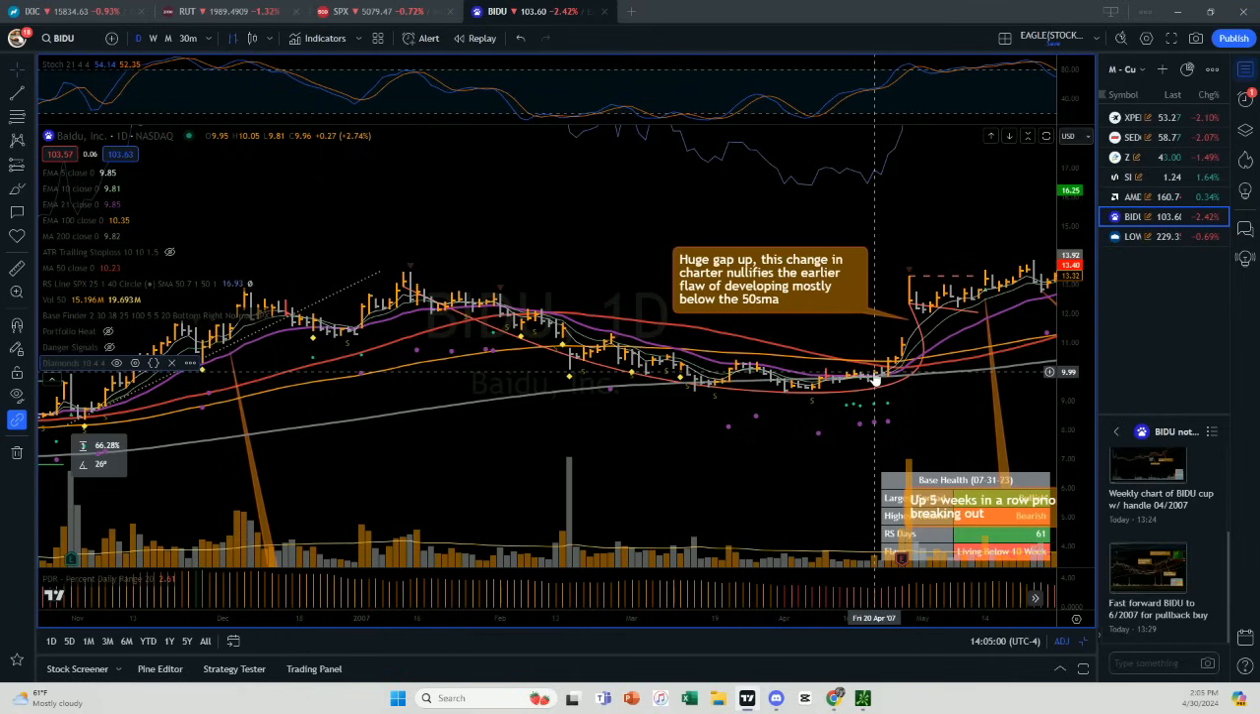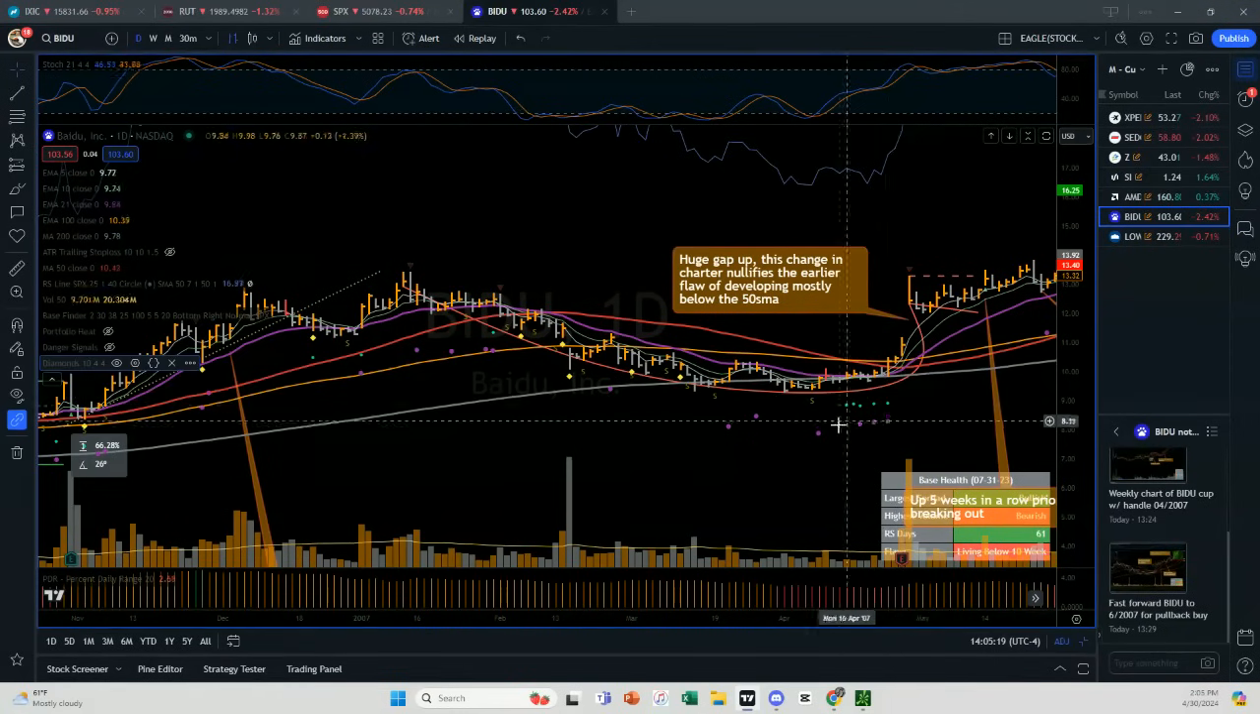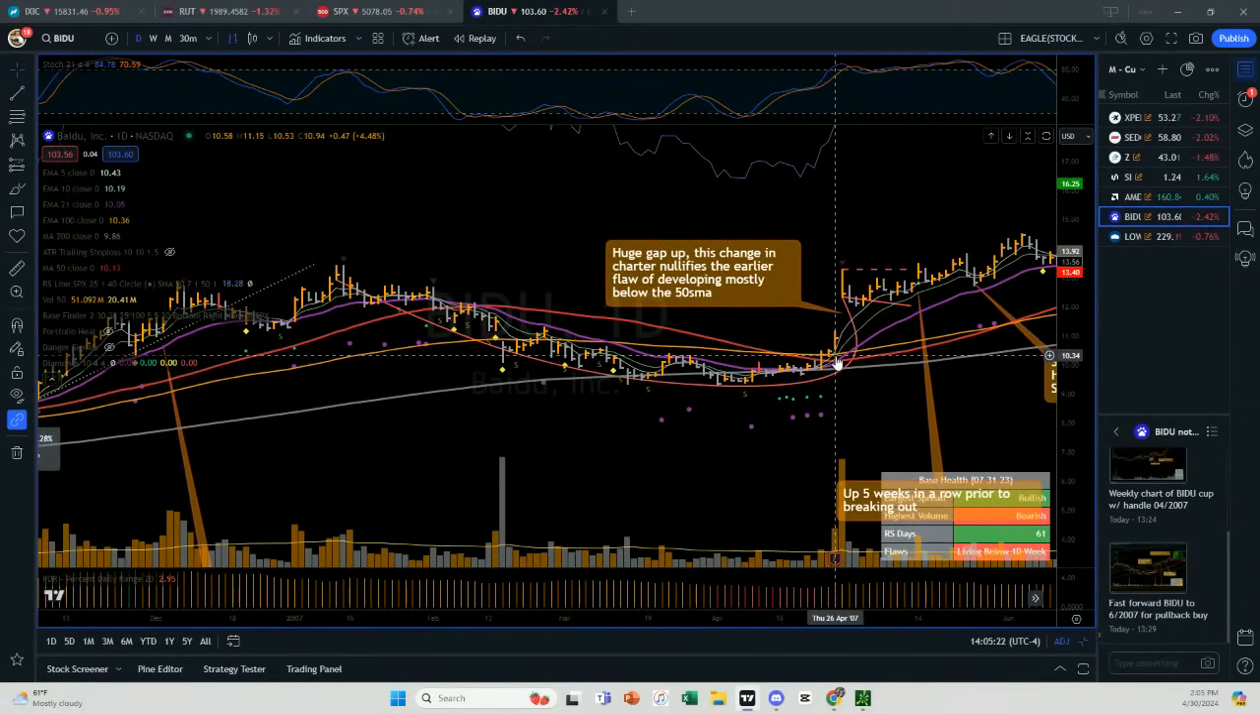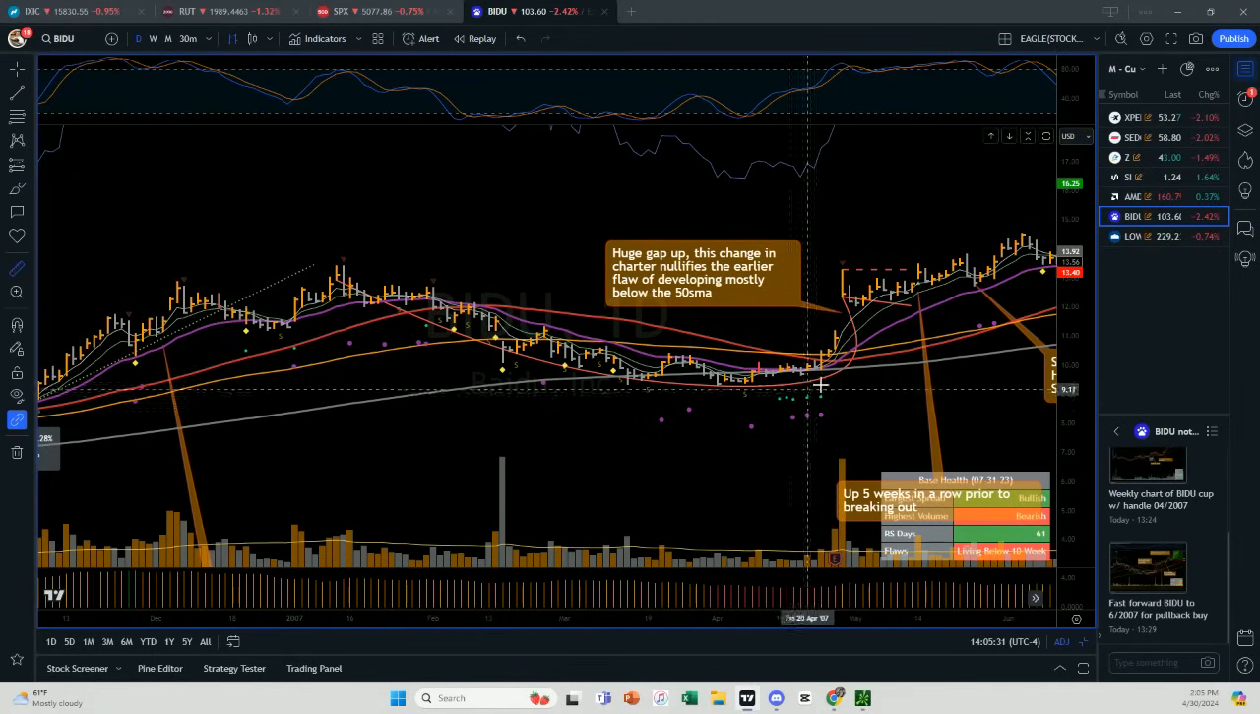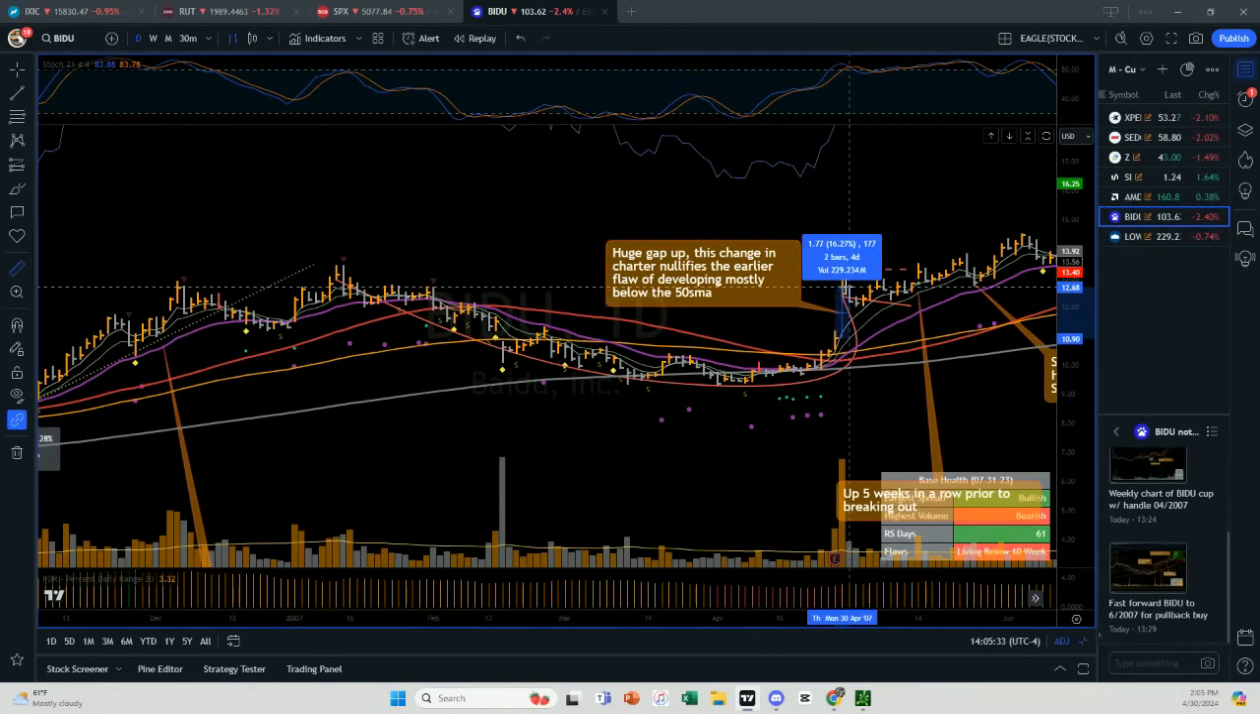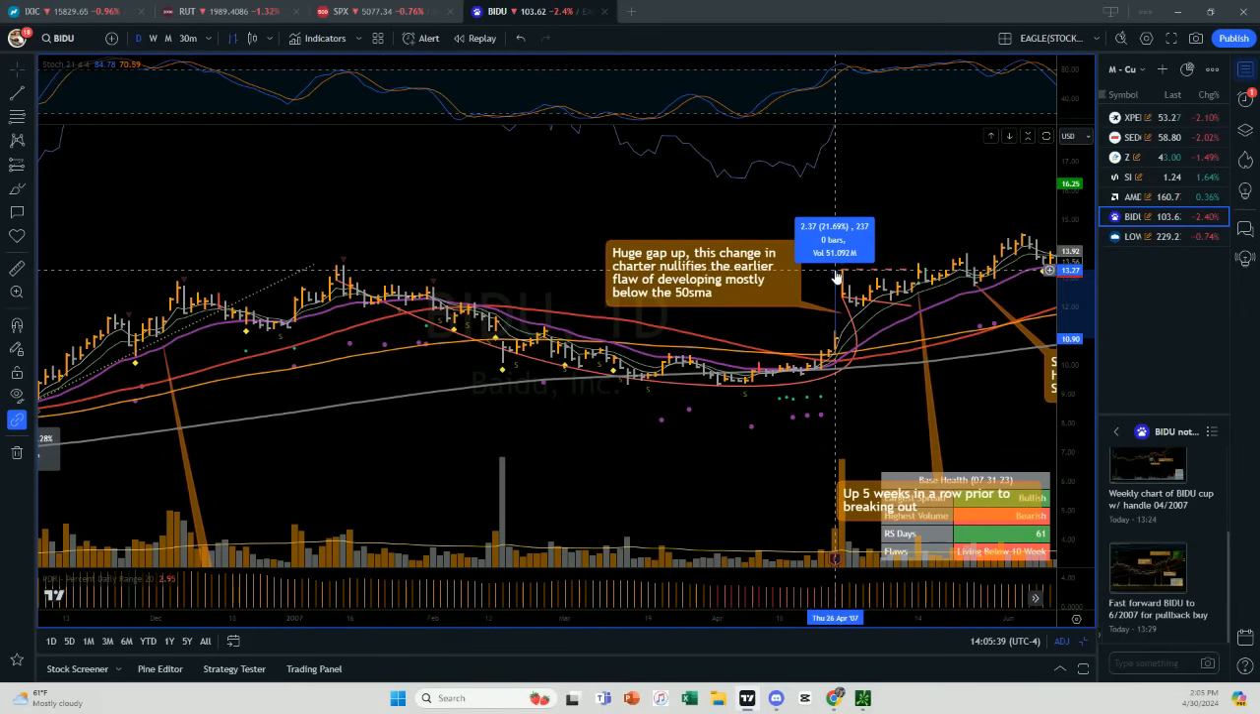Every now and again, that's not the case. And you'll get a base that looks like the one that Baidu made here back in April of 2007, where price was hanging out below the 50-day moving average for a good period of time over here. And then what happened over here, right? This was earnings, and price gapped up pretty large. This gap up closed the day up about 14%. At one point, it was up about 20% on the day.